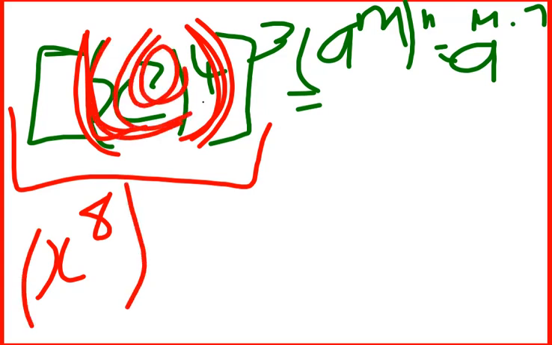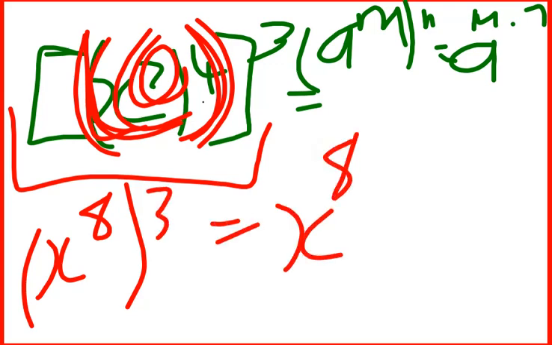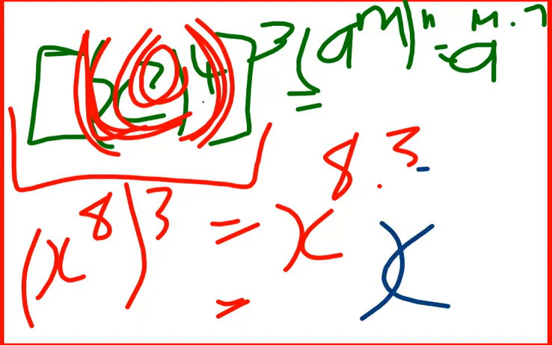So we're going to have x to the power of 8 to the power of 3. And we use that same rule, and it's going to be 8 times 3 is 24. So x to the power of 24. Now let's have a look at law number 6.